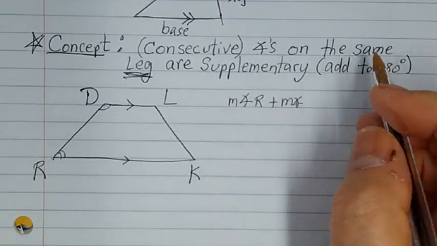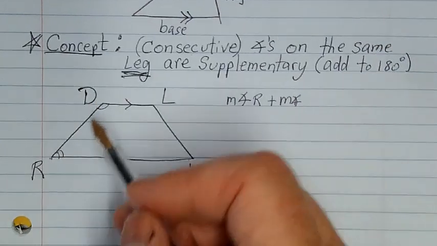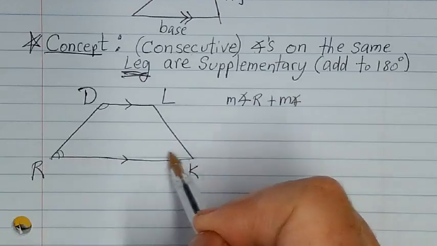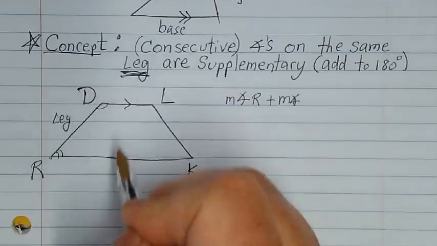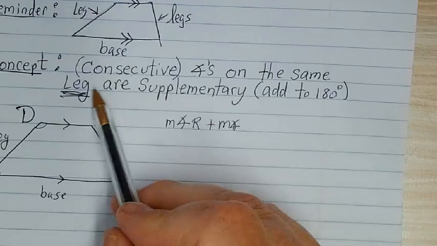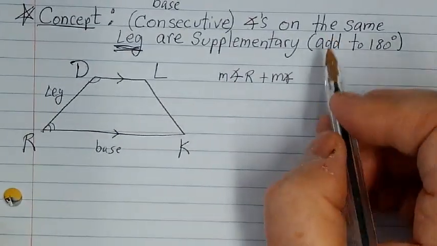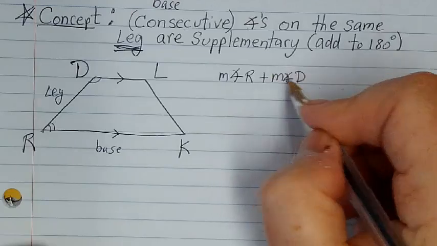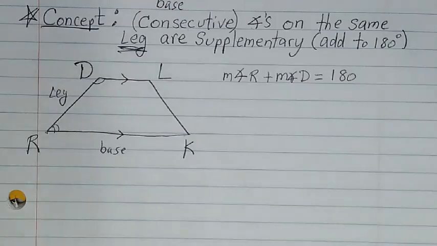What angle is consecutive to R? Let me finish. What angle is consecutive to R on the same leg? D. K is consecutive on the same base. So remember, that's a leg. That's the base. The concept says consecutive angles on the same leg are supplementary. So what do I need to add to R to get 180? Angle D. Thank you. Pause. What does that sum add up to be? 180. You've created an equation. I don't care how difficult the problem is going to look. That is the basic concept.